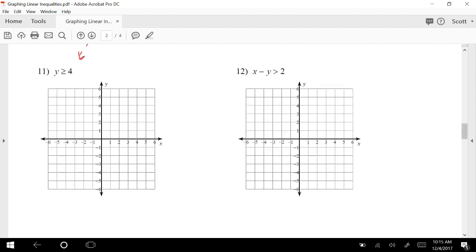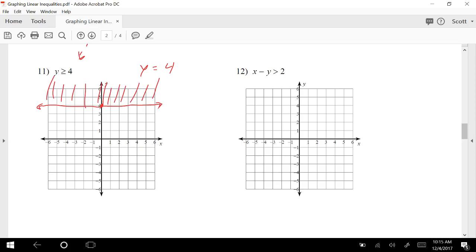Last couple here, number 11 and 12. Y is greater than or equal to 4. So if we were to graph y equals 4, that would be a horizontal line. This will still be a horizontal line. I'm going to make it solid because there's an equal sign. But y is greater than 4, so it would be going up from there. Greater than. All your y values greater than 4.